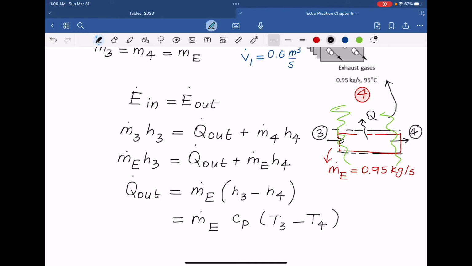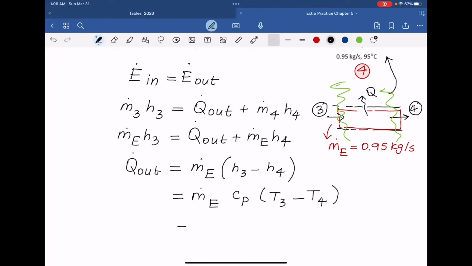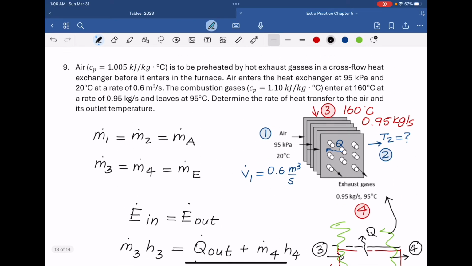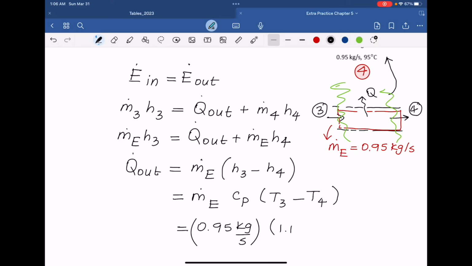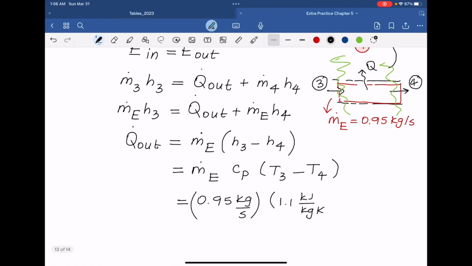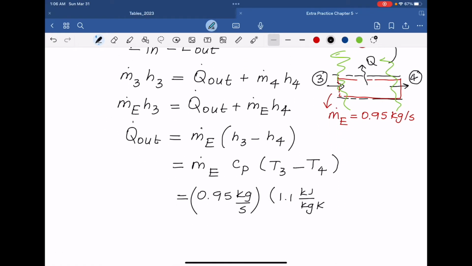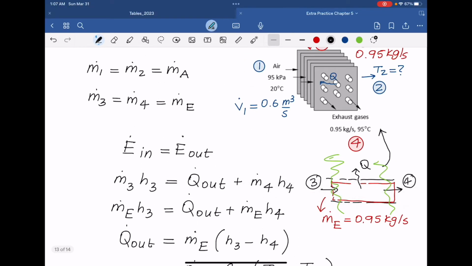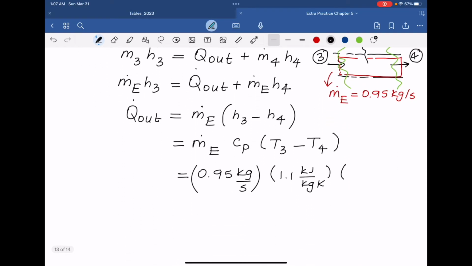Now, mass flow rate of the exhaust gas is given to us. In addition to that, they give us the specific heat too. If you look at it, 1.1. Again, the degree change, it can be degrees Celsius or Kelvin. It doesn't really matter because it's a temperature change. You can keep it degrees Celsius if it feels comfortable for you. And then, the temperature at number 3 is 160.